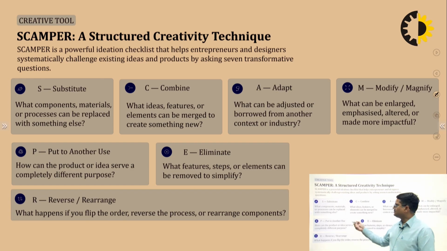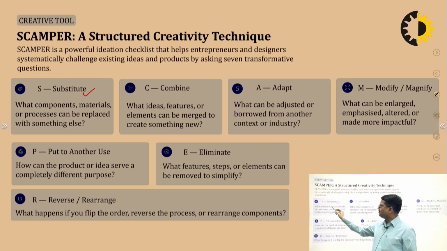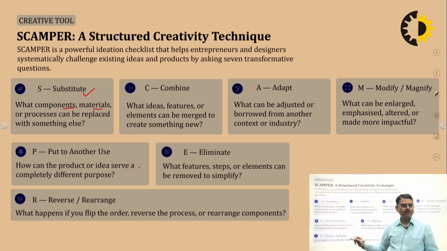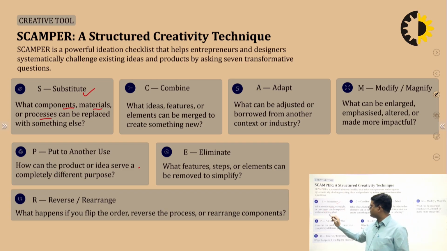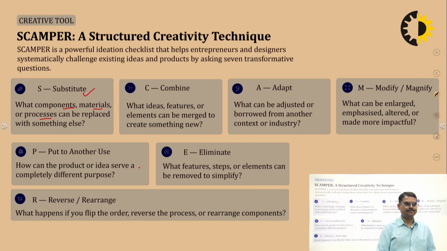So if we talk about substitute, if we have one existing product and we want to do some innovation, and we are very much focused that we want to make that kind of product only, we can substitute something. It may be the component, it may be the materials already being used in the product, or we can change the process and replace it with something else. In this way, we can come up with a new modified or improvised product or service idea.